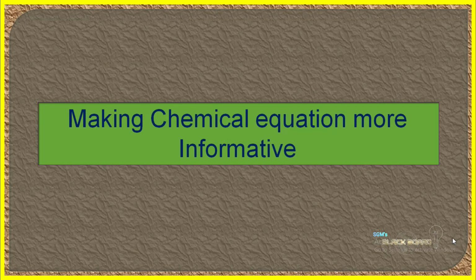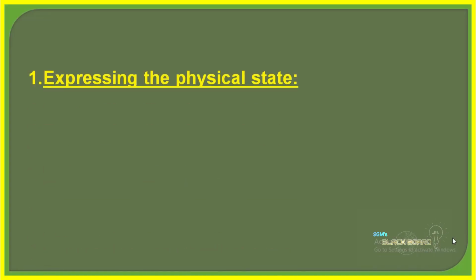In the previous session we discussed how to write a balanced chemical equation. We can make a chemical equation more informative by stating its physical state, and whether heat is liberated or absorbed, or a gas is evolved or a precipitate formed, by using special symbols. Let us start with one important point, expressing the physical state.